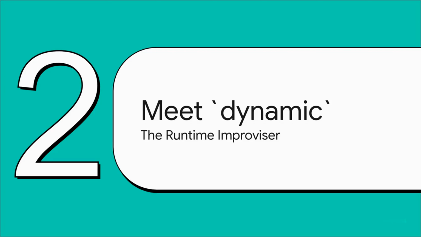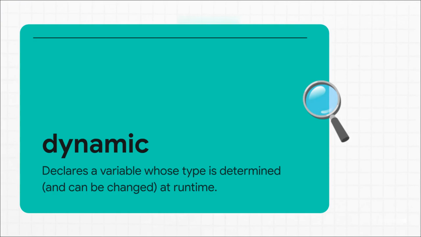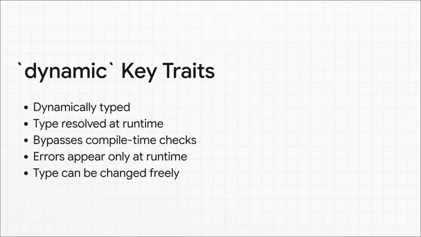Okay, so that's the planner. Now let's switch gears and meet our other professional, someone with a totally different style. Meet the improviser, the dynamic keyword. Unlike our super prepared planner, the improviser figures things out on the fly while the show is already running. The type of a dynamic variable isn't decided until the program is actually executing that line of code. And you can see it right here.